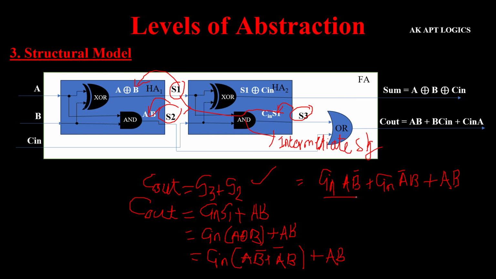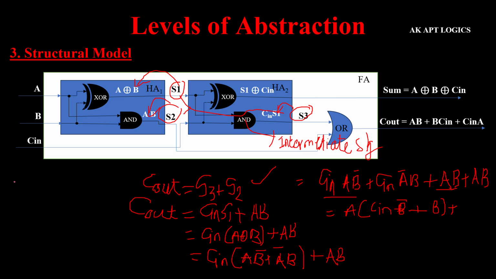From the first term and the last term, I am going to take A common. Then what happens if I take the common A? Then I have C in B bar plus B, and I am going to write AB two times, AB plus AB.